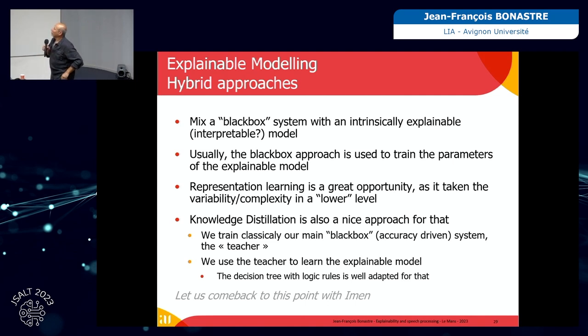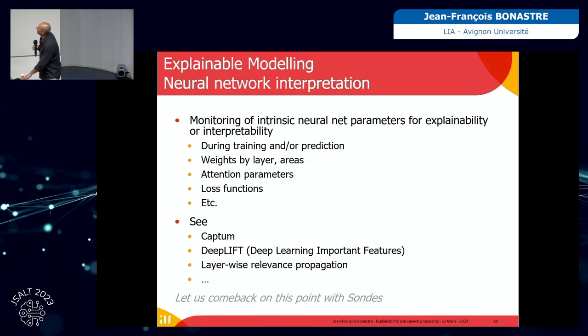One future way, very interesting, is to use knowledge distillation with the teacher-student approach. You train your billion parameter models. The accuracy is very good, and now you use this model to drive the training of an explainable smaller model, so you optimize it as well as possible. But we will come back to that with Imen's presentation, which is a sort of hybrid approach.